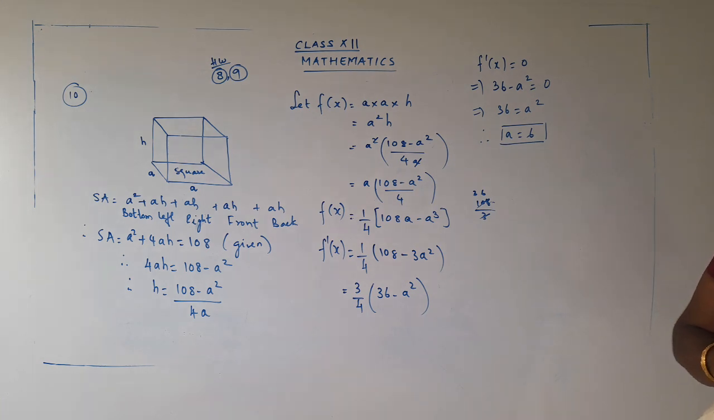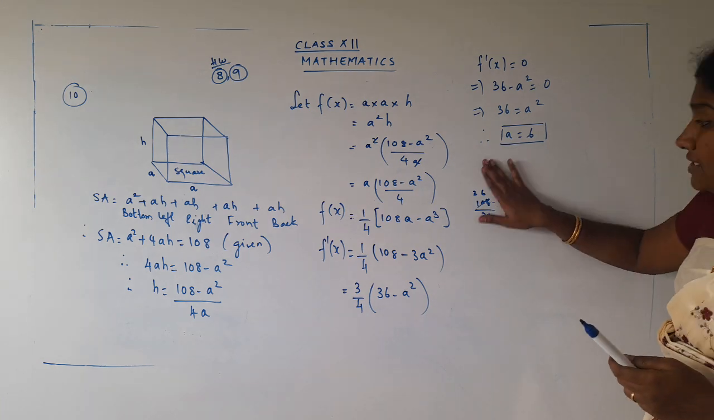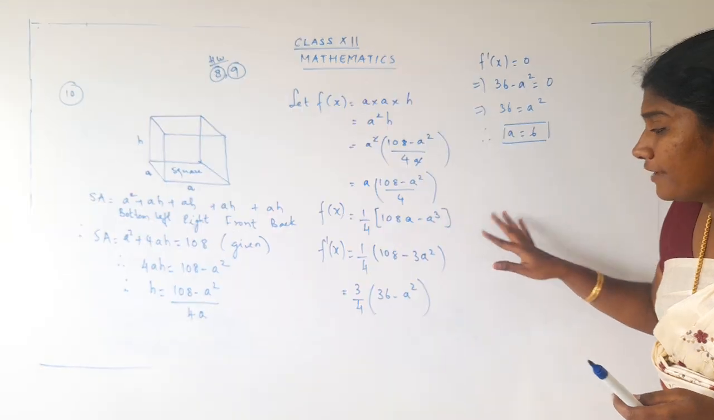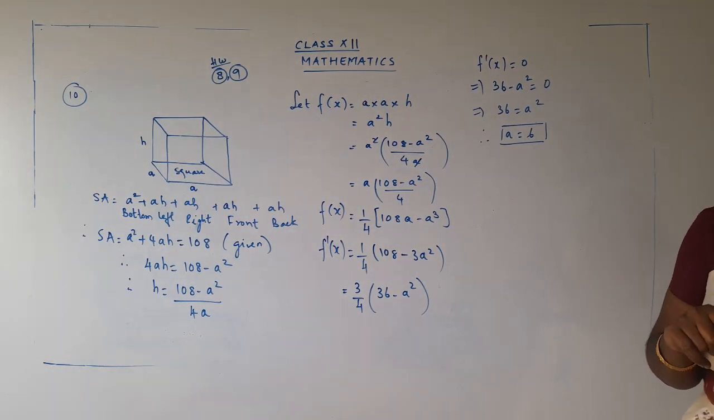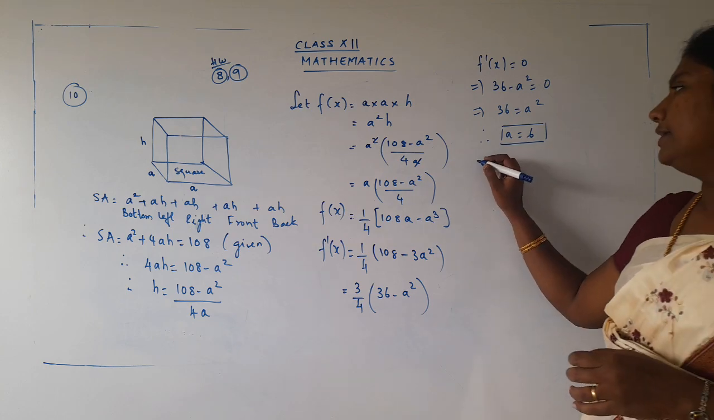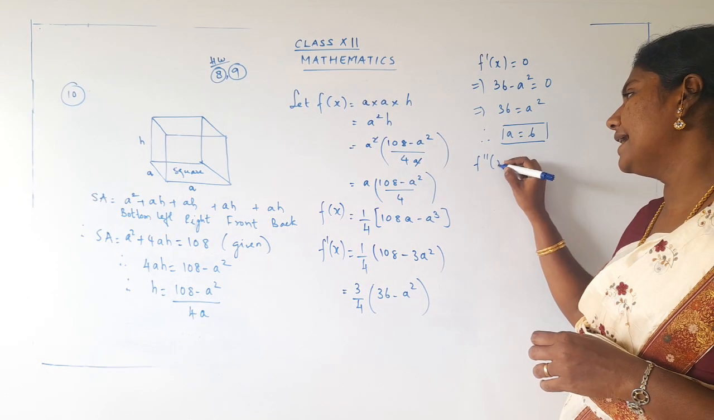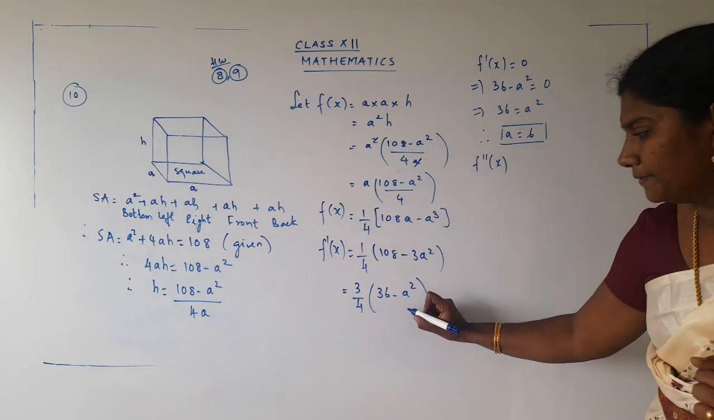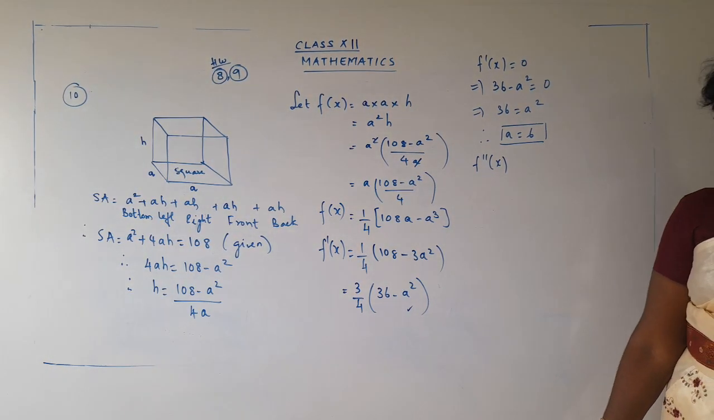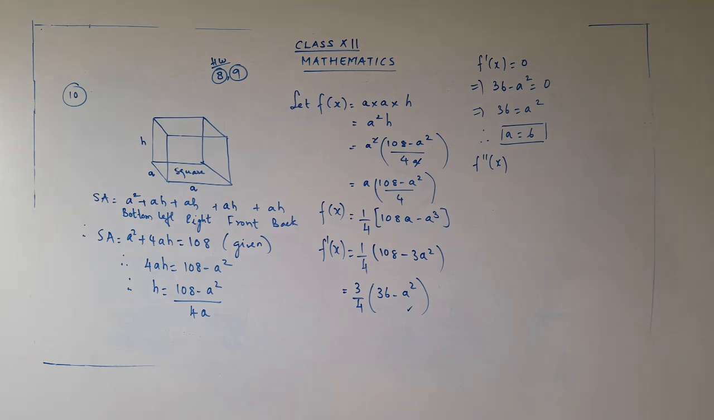Now we have found the value for a. Okay, what is the next thing to be done? Now we have to check whether the volume of the box is maximum. That means I should find out f double dash x. Let's find out f double dash x. So from where can you start? You can start from here. So you are going to find out f double dash x.